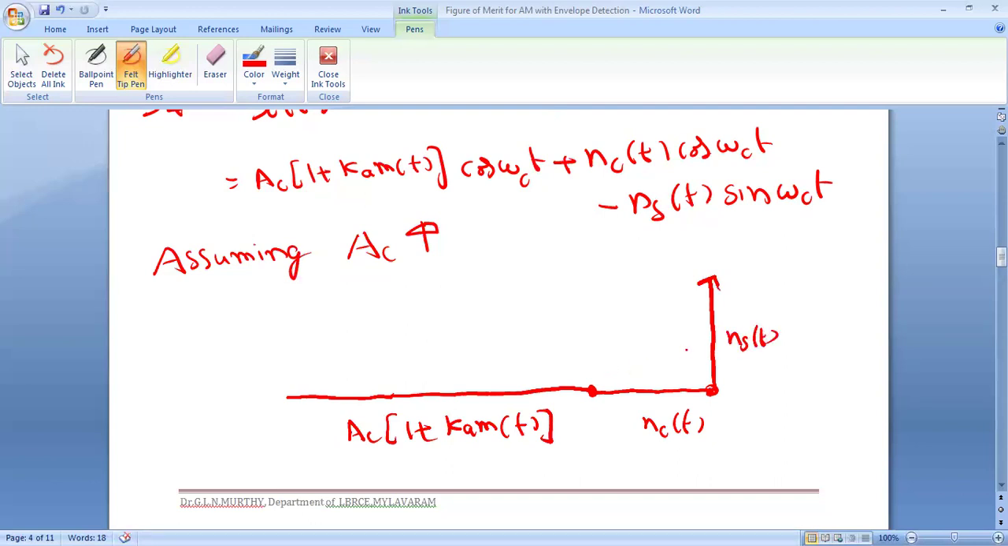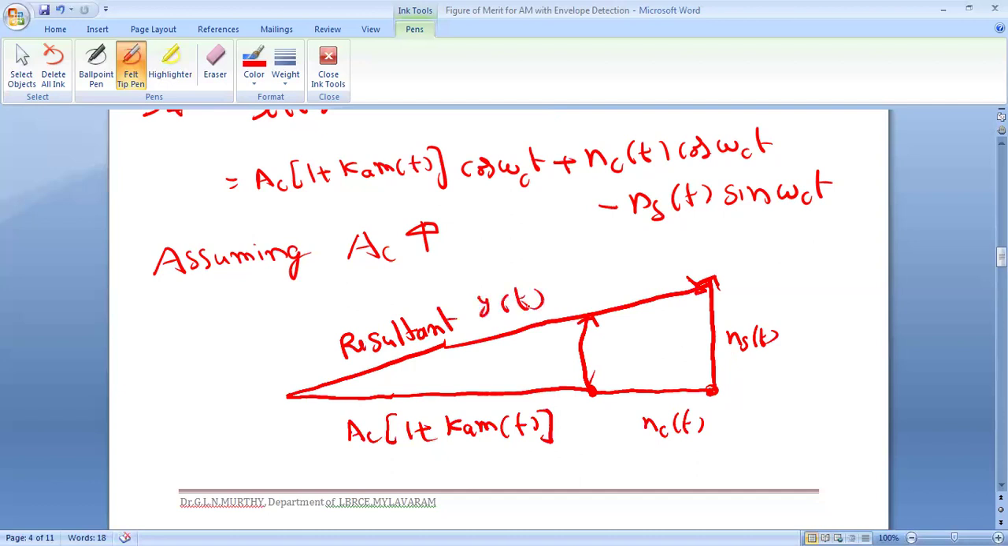Okay. So why have you taken NS of t here? NS of t corresponds to sin omega CT, no? So it is 90 degrees to the cos component. So if you draw this waveform here, okay, this is the resultant. The hypotenuse of the complete right angle triangle is the resultant y of t.